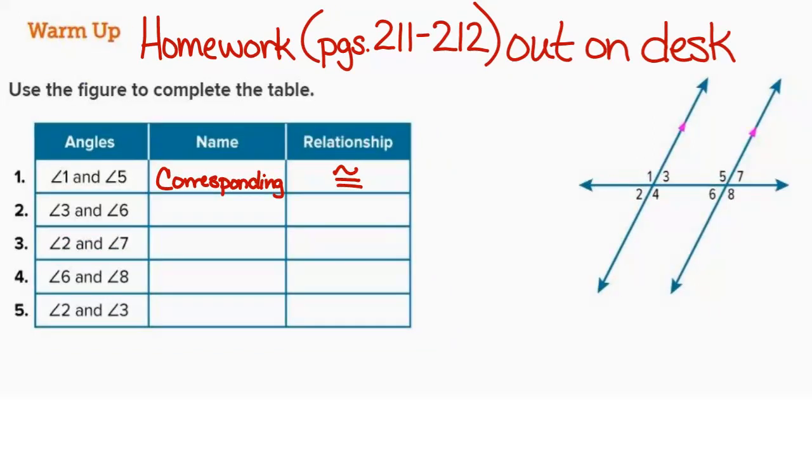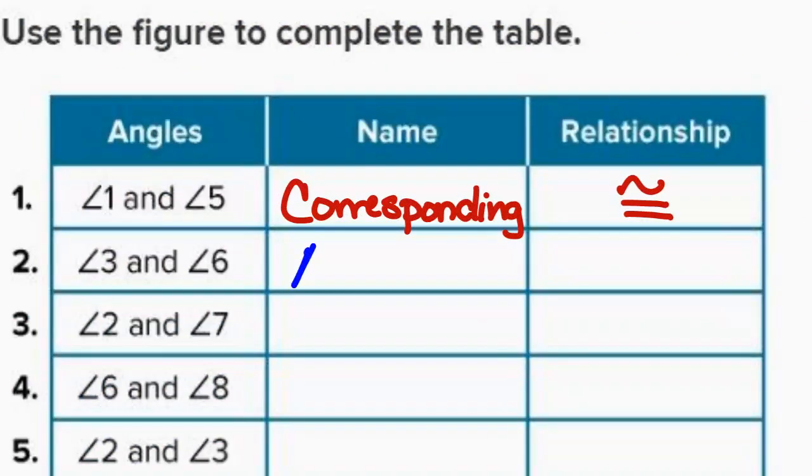All right, angle 3, right here, and angle 6 over here. What would we call that angle pair? Alternate interior. Congruent or supplementary? Congruent. Remember, my supplementary ones are only the ones that start with what?